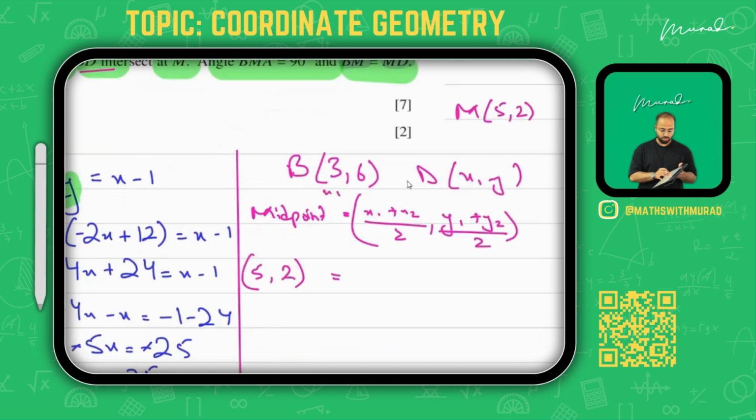This is my x1, this is my y1, this is my x2, this is my y2. I'll be putting down the values. I have already solved this example many times. So this is (3 plus x) divided by 2. This is going to be (6 plus y) divided by 2.